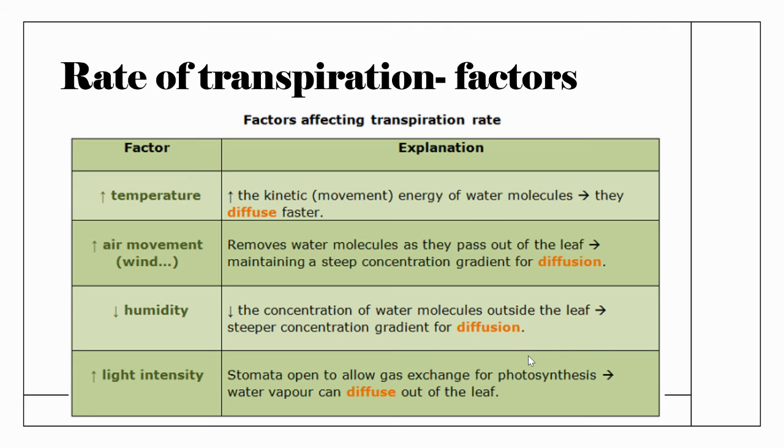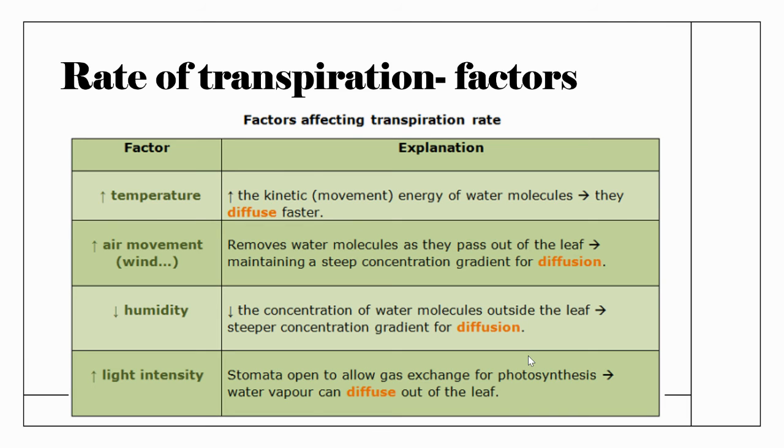Next is air movement, such as wind, which is also called airflow. So the better the airflow around the leaf, for example, stronger wind, the greater the transpiration rate. So if the airflow around the leaf is poor, the water vapor just surrounds the leaf and doesn't move away. This means there's a high concentration of water particles outside the leaf as well as inside it, so diffusion doesn't happen as quickly. If there's a good airflow, the water vapor is swept away, maintaining a low concentration of water in the air outside the leaf.